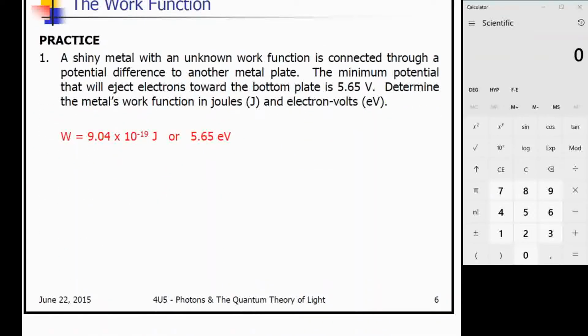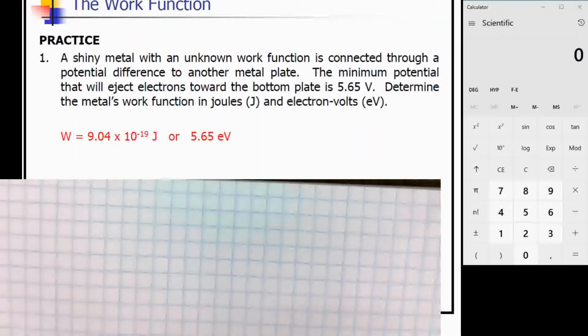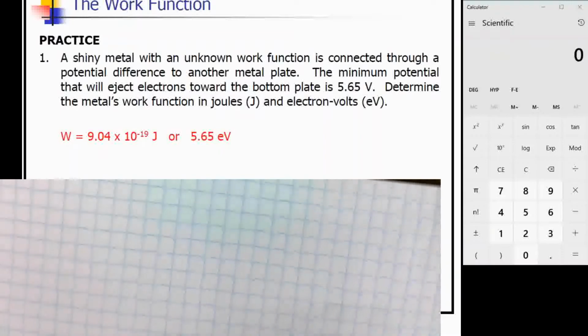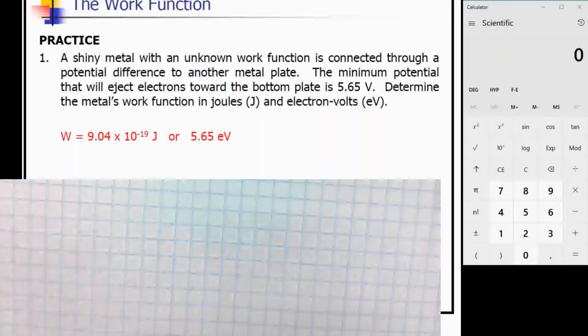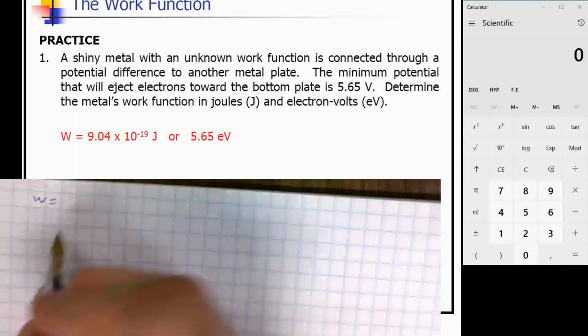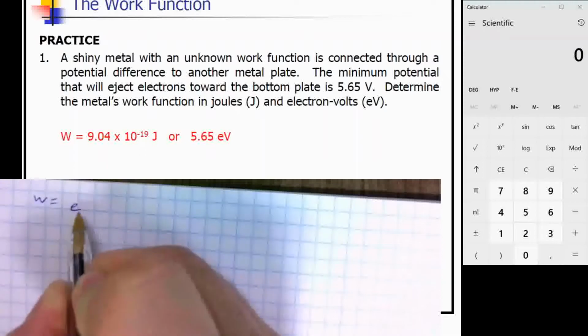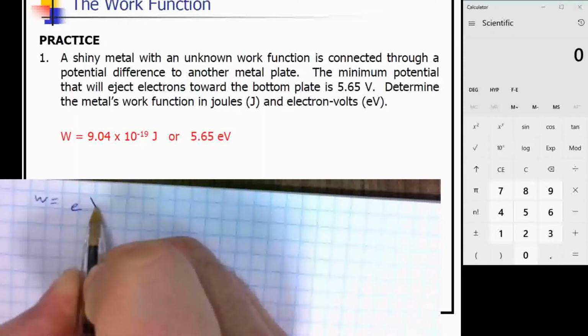So let's try a problem. Here it says that we have a shiny metal. Its work function is unknown, and it's connected through a potential difference to another metal plate. When we set that potential difference to 5.65 volts, electrons start to be emitted. The work function is equal to the elementary charge times the voltage difference.